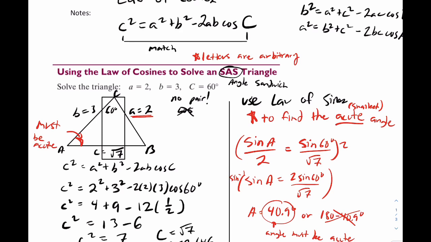So I'm going to fill that in now. This is 40.9. So which means the last one must be 79.1. I'll work on the rest of the problems and then continue on with the video.